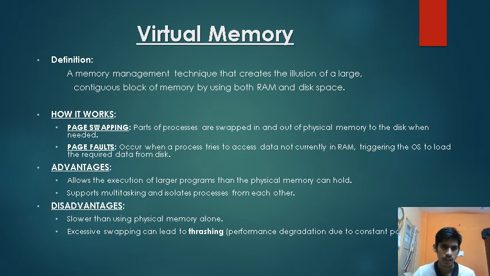Advantages and disadvantages. Advantages: allows the execution of larger programs than the physical memory can hold, supports multitasking, and isolates processes from each other. Disadvantages: slower than using physical memory alone. Excessive swapping can lead to thrashing, performance degradation due to constant swapping. Okay, proceed to next slide.